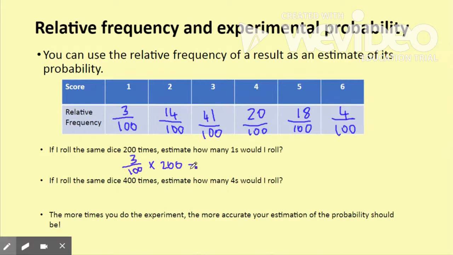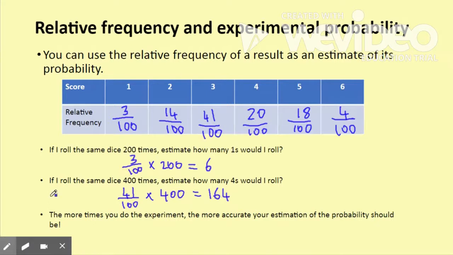6 times. If I roll the same dice 400 times, I would estimate how many 4s I would get. Again, take my probability or relative frequency, and multiply it by the number of times that I'm going to do it, 400 times. Which is going to give me 16. So these are the type of questions you're going to see.